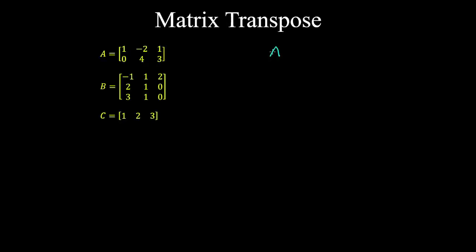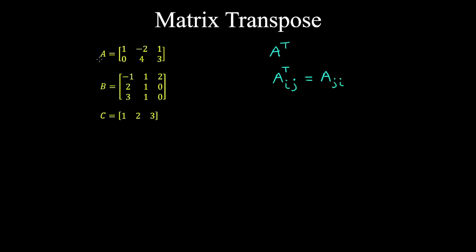The transpose of some matrix A is obtained by interchanging the rows and columns of A. So if we look at this at the matrix entry level, we have the entry in A at row i and column j, and the entry in row i and column j of the transpose is equal to the entry in matrix A at row j and column i.